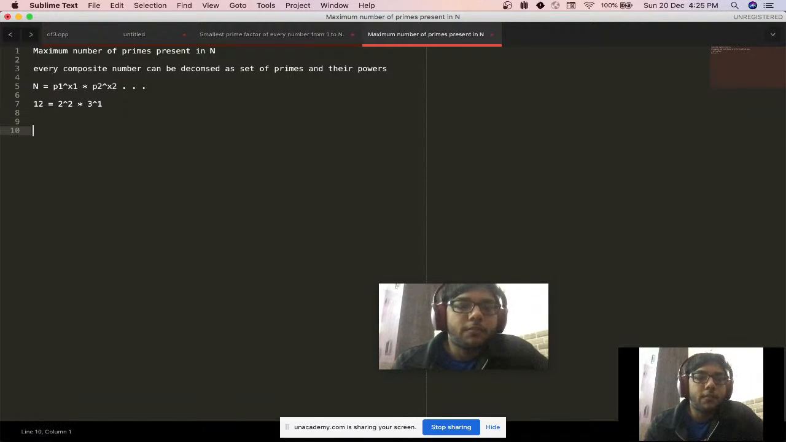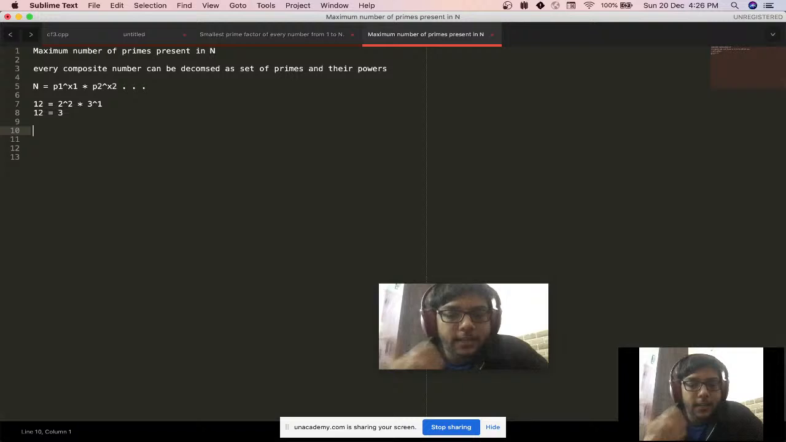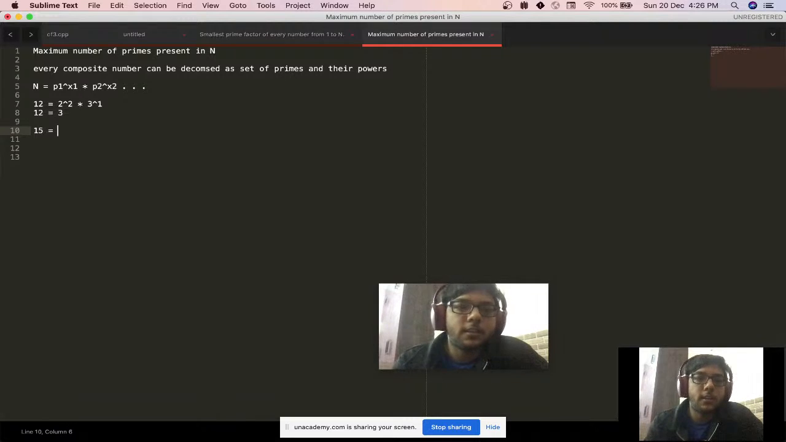So the question is, how many primes can be there? In the case of 12, we have 2 twice and 3 once. So for 12, we have 3 primes. Okay, let's take some more examples. Let's say for 15, what is the answer? We have 3 into 5, so we have 2 primes. Count of 12 is 3. 12 has 3 prime factors. Count of 15 is 2 because it has 2 prime factors, 3 and 5.